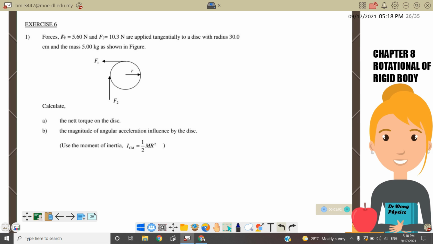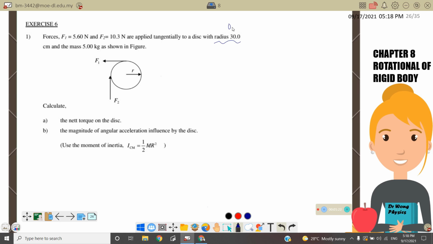Here we have two forces, F1 and also F2, applied tangentially to the disc with the radius of 30 cm or 0.3 meter, and the mass is 5 kg. So first one, find the net torque on the disc. Here we have two forces, meaning that our net torque is equal to torque 1 and also torque 2.